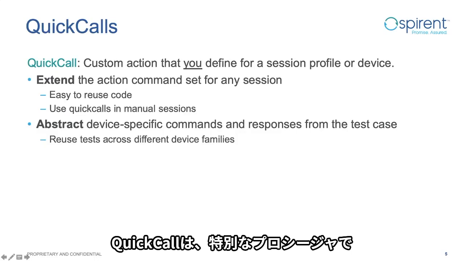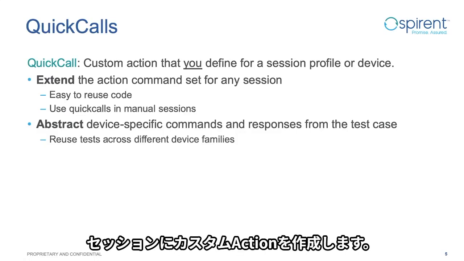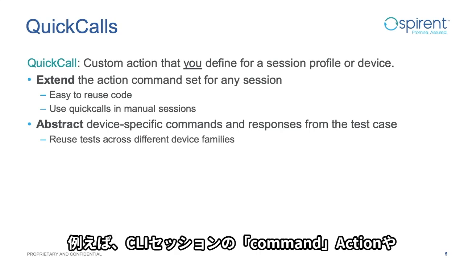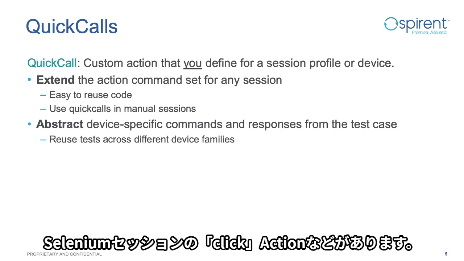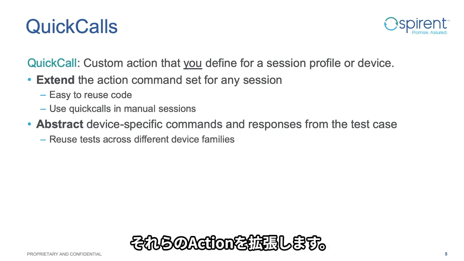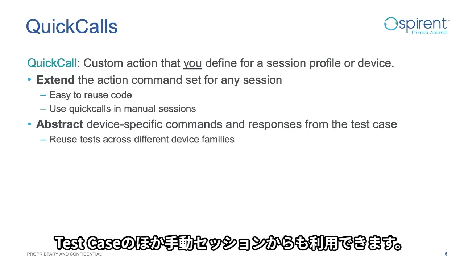Quick calls are special procedures that are tied to a particular session profile. They create custom actions for a session. Every session has built-in action steps, like command in SSH sessions and click in Selenium sessions. When you create a quick call for a session, it extends that session's action command set. This makes it very easy to reuse quick calls in test cases and also in manual sessions.